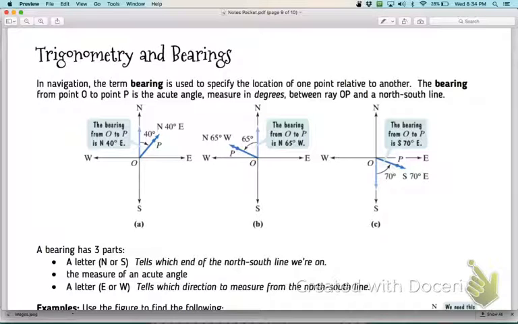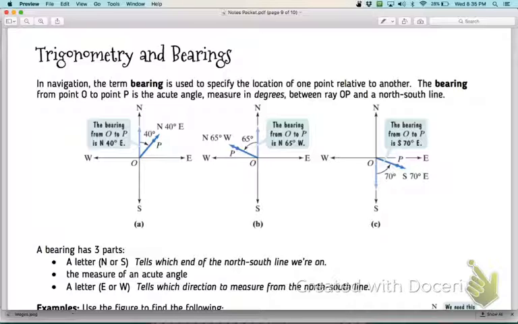Okay, the last thing in this unit is kind of a summary review of everything we've talked about in this sort of application context called bearings. Bearings is a navigational term that is used to specify the location of one point relative to another. That's the important thing. So we're going to say from point A to point B, we're going to give some sort of bearing that describes that. So the bearing is going to be from point O to point P.